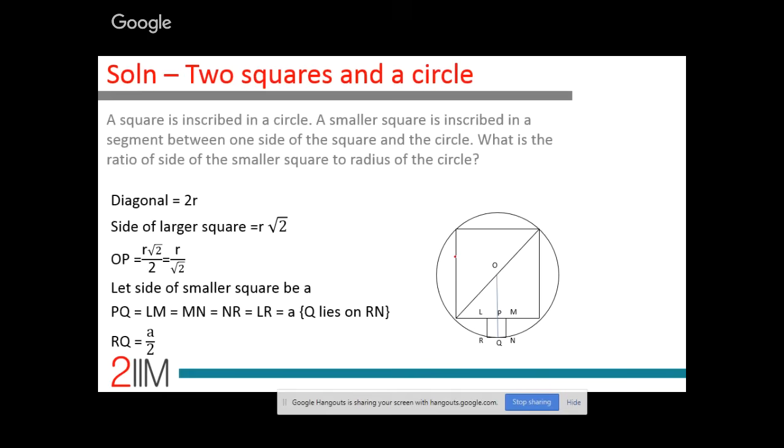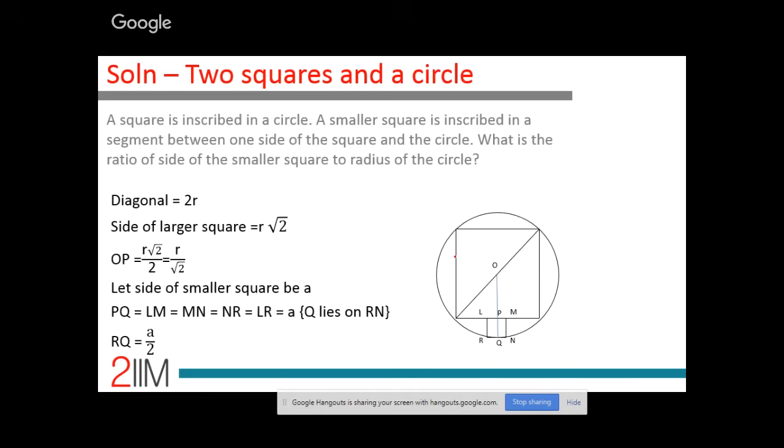RQP, everything is in terms of A. RQ is A by 2, PQ is A, so you can find RP in terms of A. That doesn't give us anything. We want to link A and R. Sorry, NM and MP and O. Sorry, NP and O.